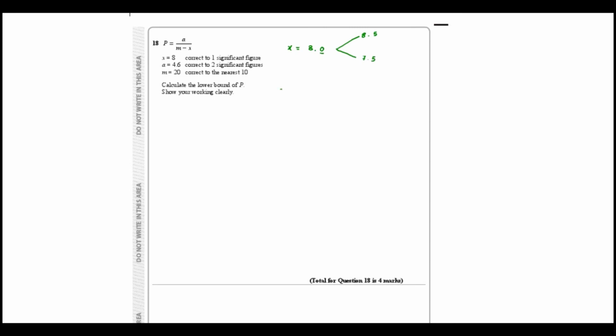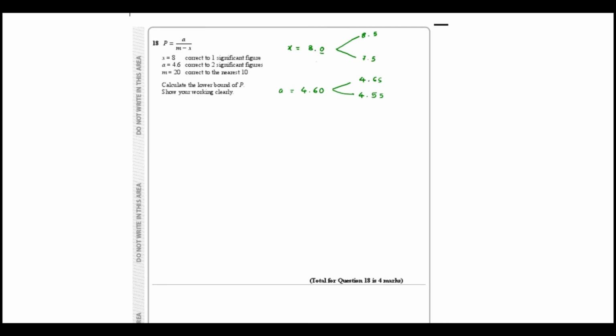Similarly, A equals 4.6, correct to 2 SF. When you're correcting to 2 SF, the correction happens at the third SF, so I'll mark it as a 0 here. The upper bound is 4.65 and the lower bound is 4.55. So any number between 4.55 and 4.65, if you correct it to 2 SF, your answer will be 4.6. Similarly for X, any figure between 7.5 and 8.5, if you correct it to 1 SF, your answer will be 8.